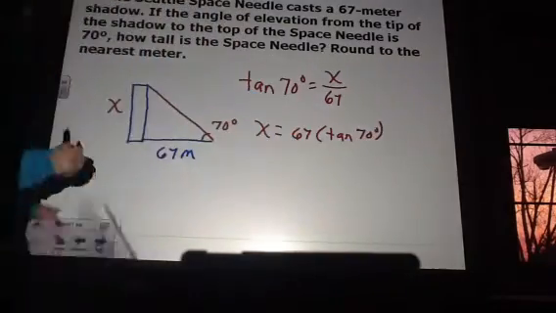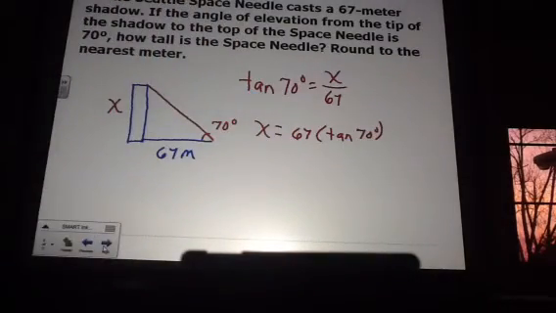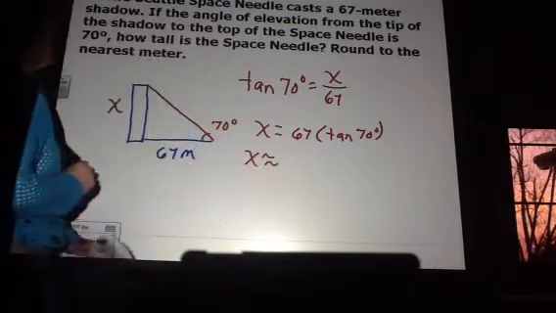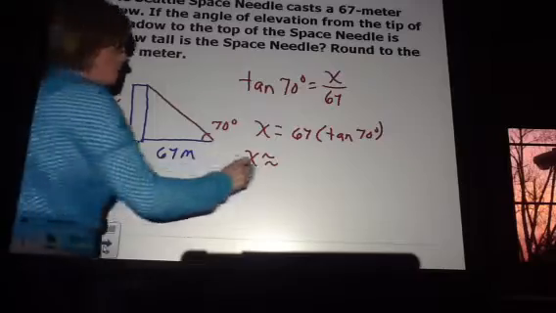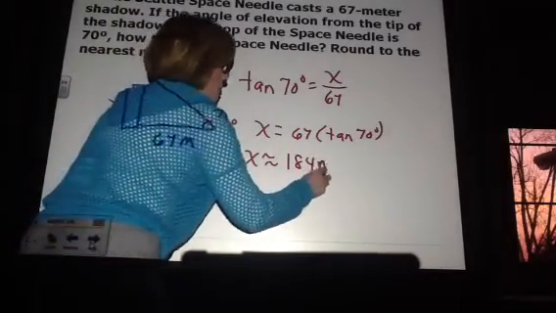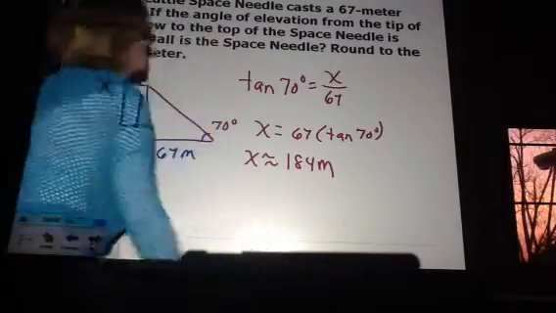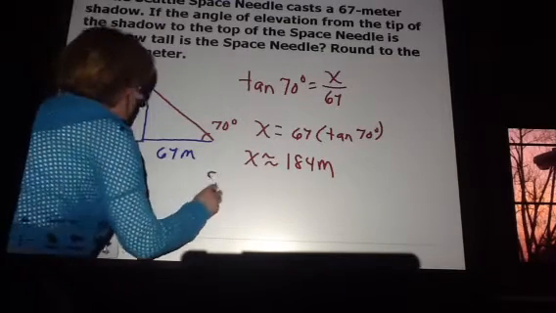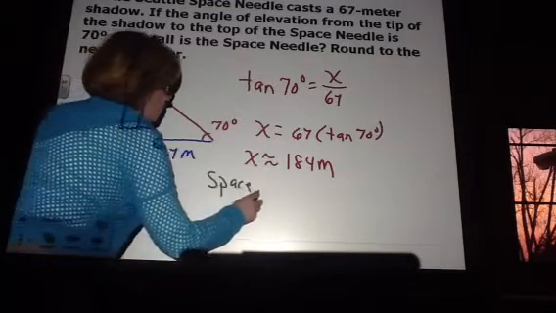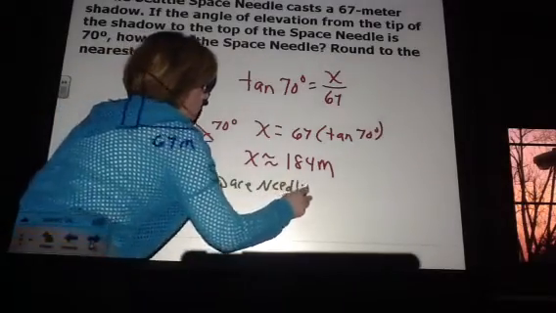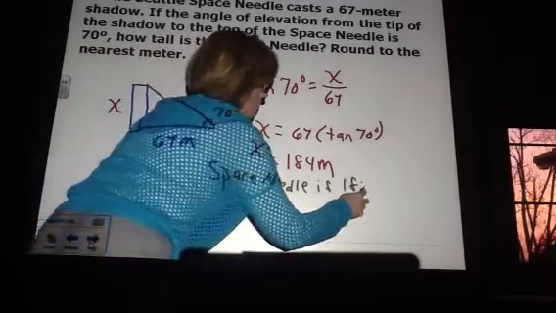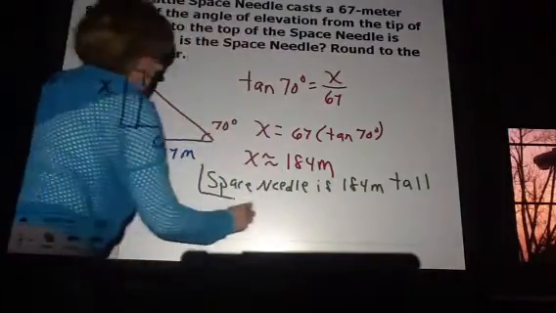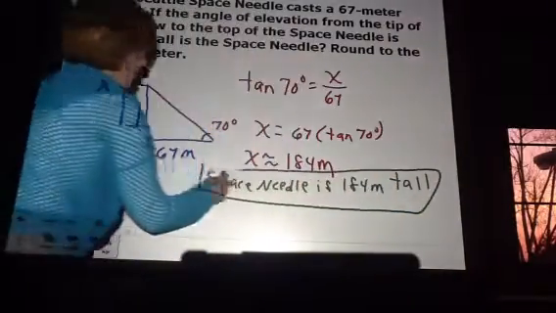Key all that into your calculator. Don't round until the very end. And you should get approximately, round to the nearest meter, 184 meters. So, how tall is the Space Needle? Right there's your answer.